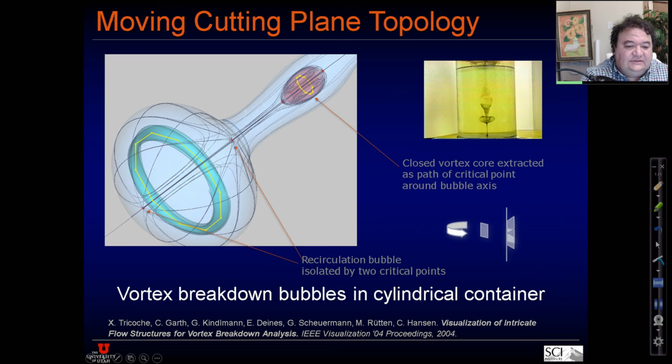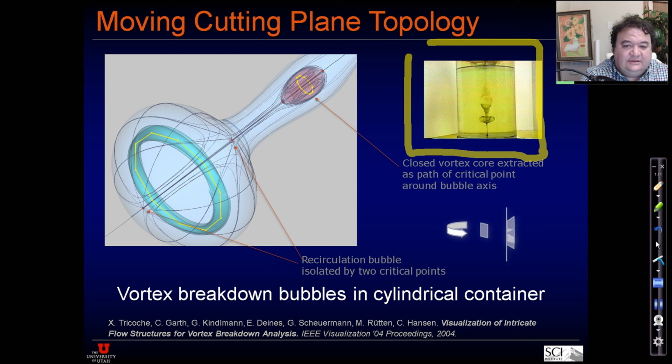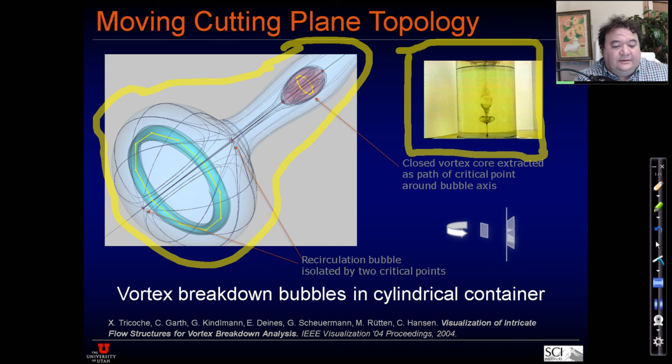And as the last one, we see this nice representation of a phenomenon equivalent to this bubble that is created in an experimental setting. And here, again, with a relatively limited number of lines, one can actually exhaustively show the entire vortex breakdown bubbles in this cylindrical container, and give the scientist a full understanding of what's happening in the data.